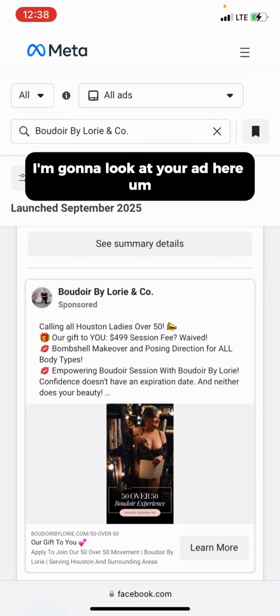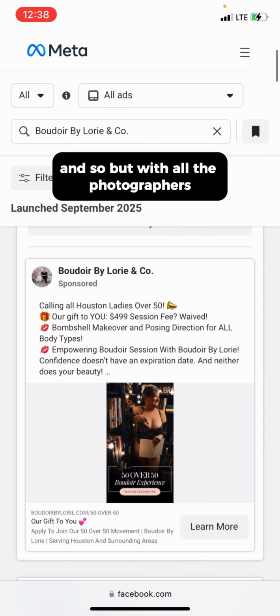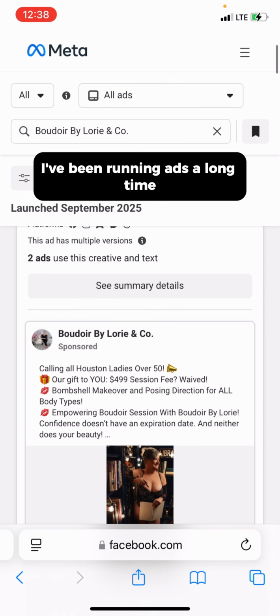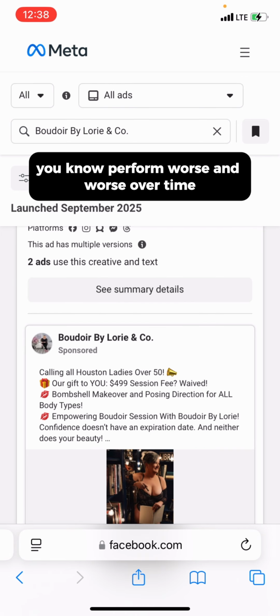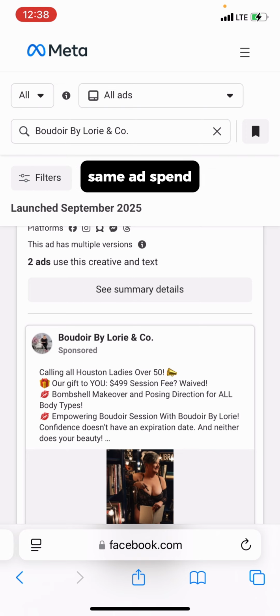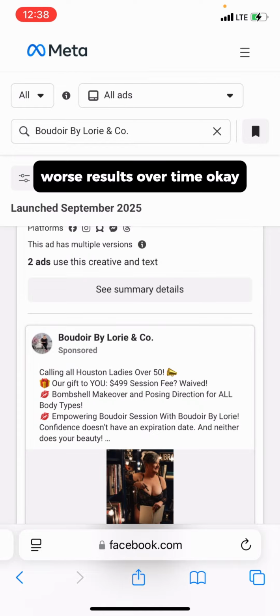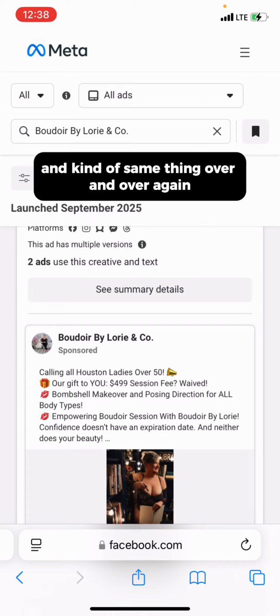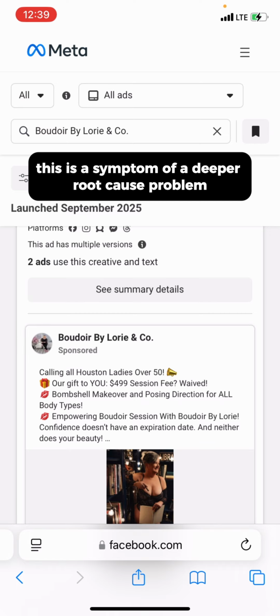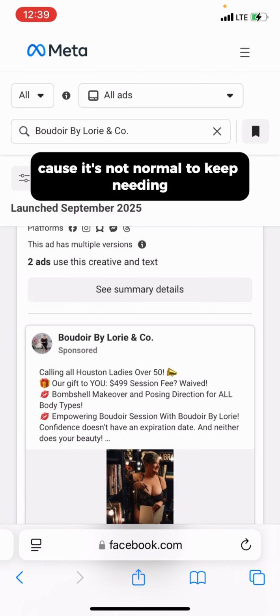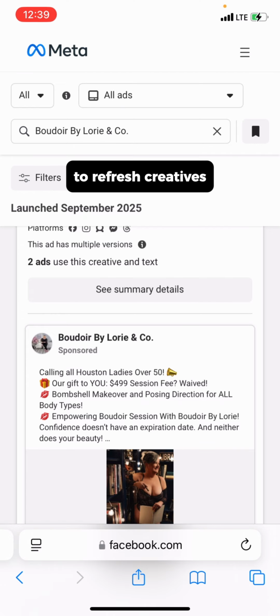I'm going to look at your ad here. Boudoir photographers have been running ads a long time, and one of the things they've dealt with is ads that perform worse and worse over time, and then they have to refresh their creative. Basically, same ad spend, worse results over time. Okay, just refresh the creative, and it's the same thing over and over again. If this is happening, it's a symptom of a deeper root cause problem that needs to be solved, because it's not normal to keep needing to refresh creatives all the time.